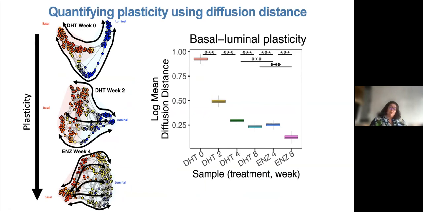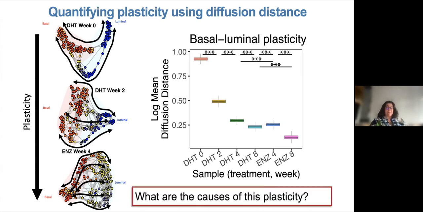Of course, we can't directly measure plasticity without lineage tracing, without seeing what are the future progeny of an individual cell. But we've developed for this work 4 different metrics of plasticity that have some common sense features, and they all agree. We asked, what are the causes of this plasticity?